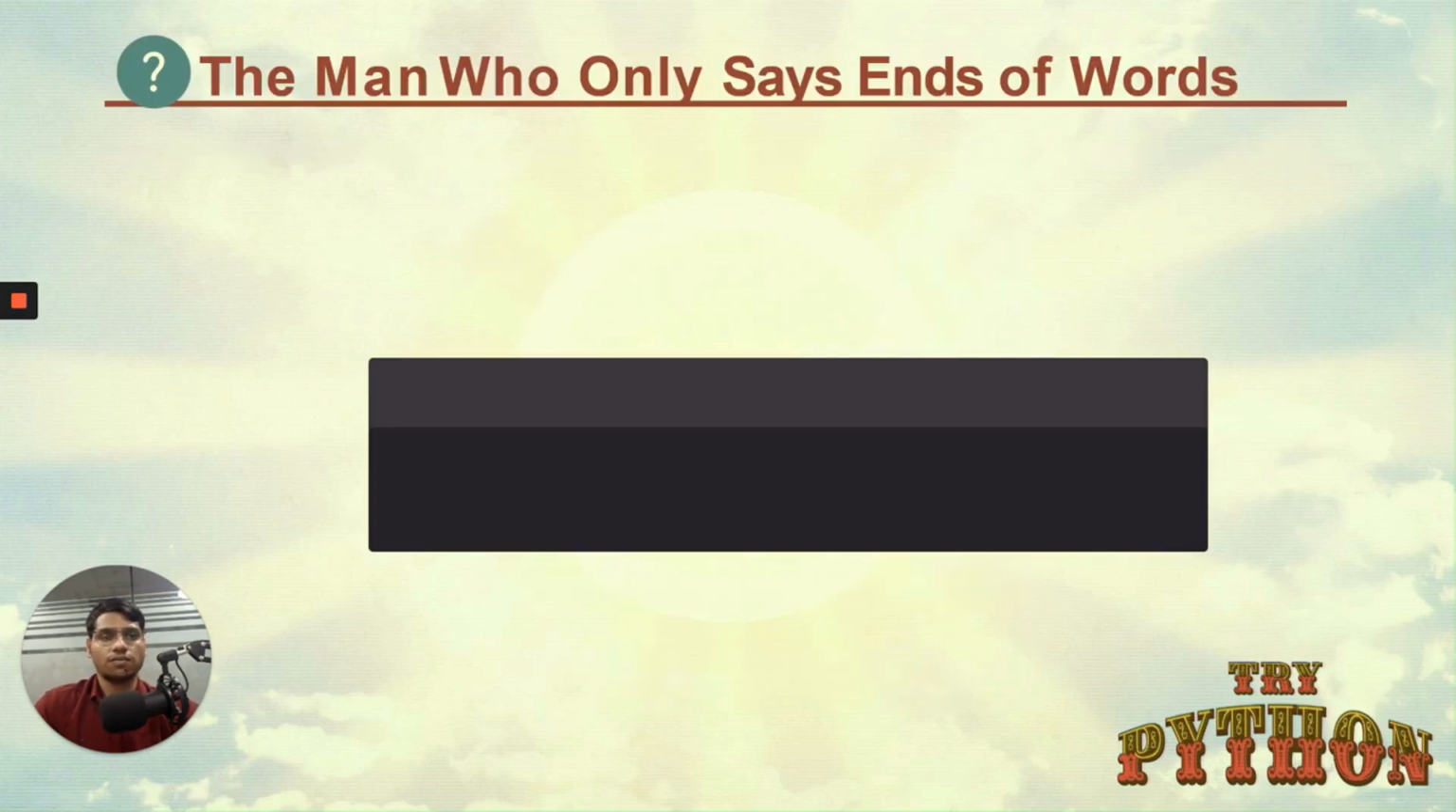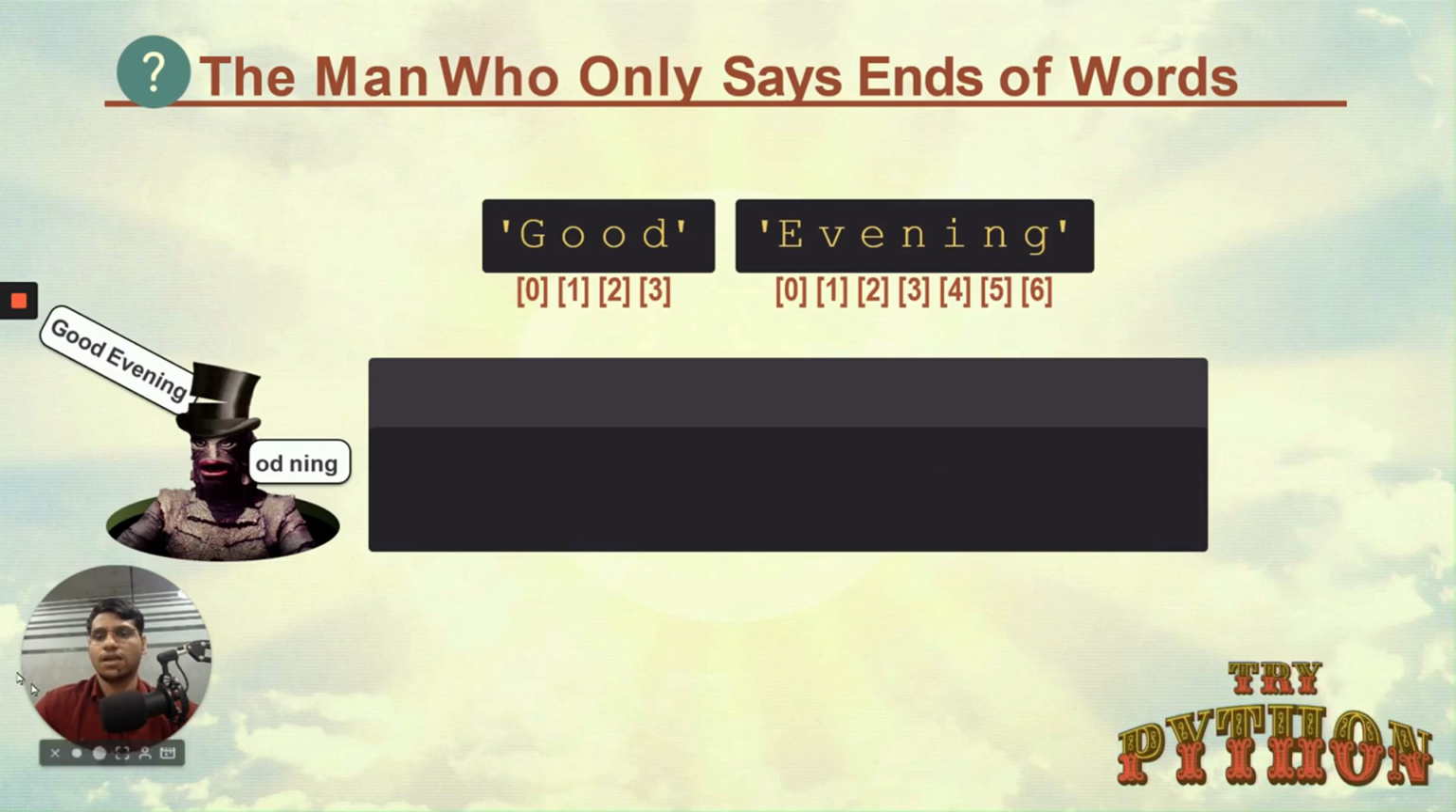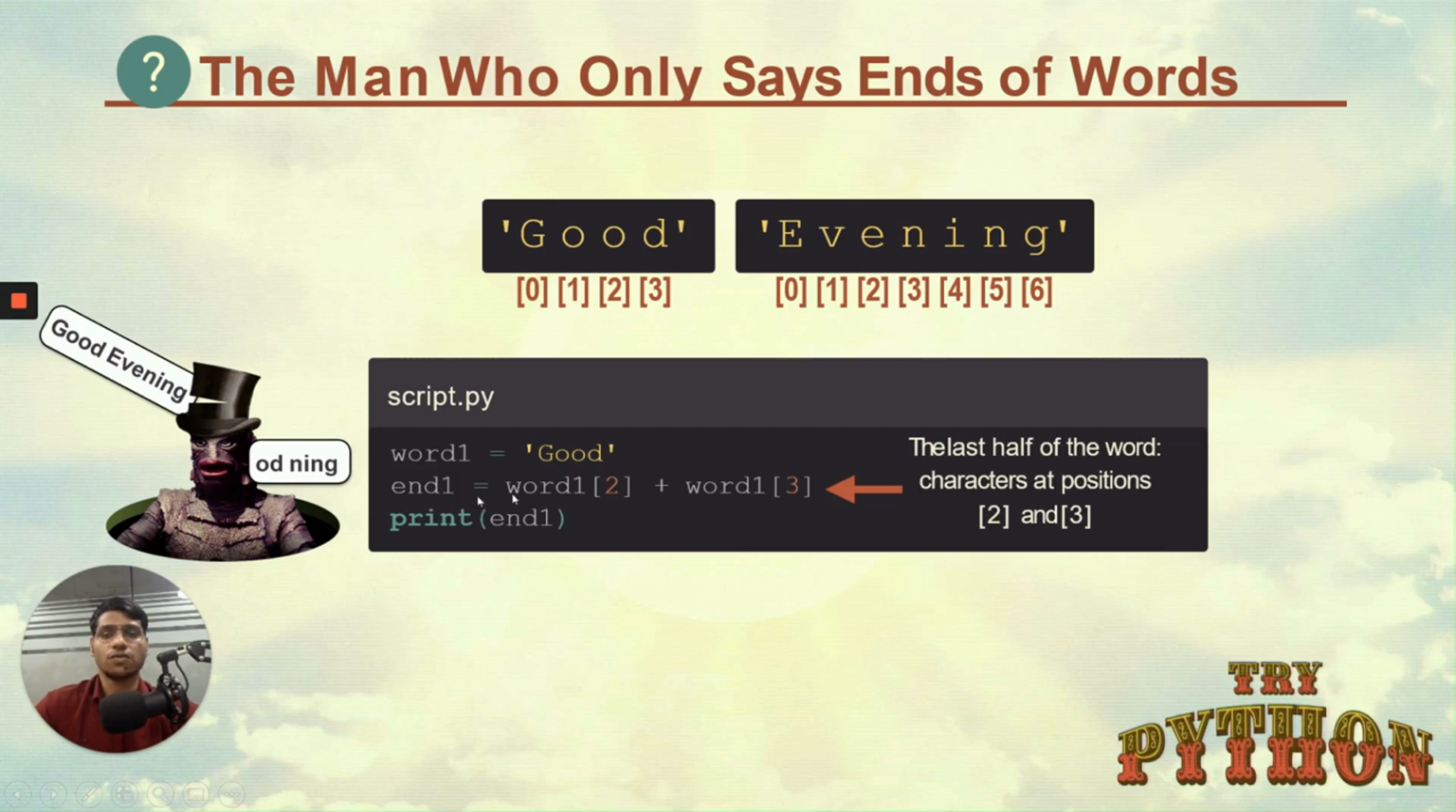Now let's try to make one small project. Let's say that we want to write code which will print only half of the word. Like if it wants to say good evening, it will only print od-ning, that is half of the word. So word1 will be good. Now whatever we have learned till now, this is what will come to our mind. We will write word1 square bracket 2 plus word1 square bracket 3.